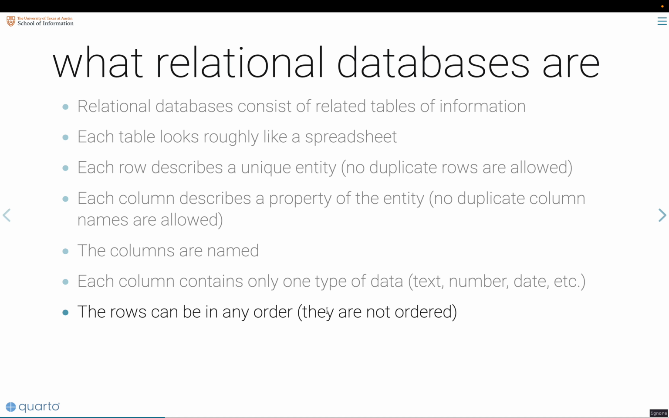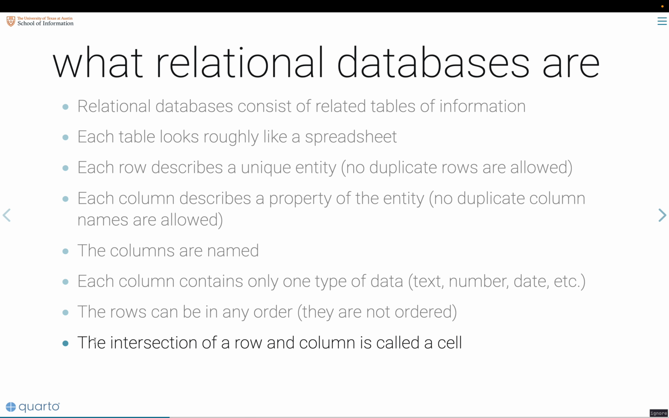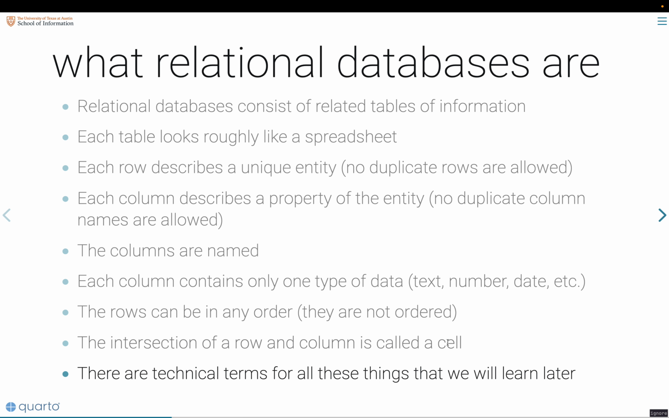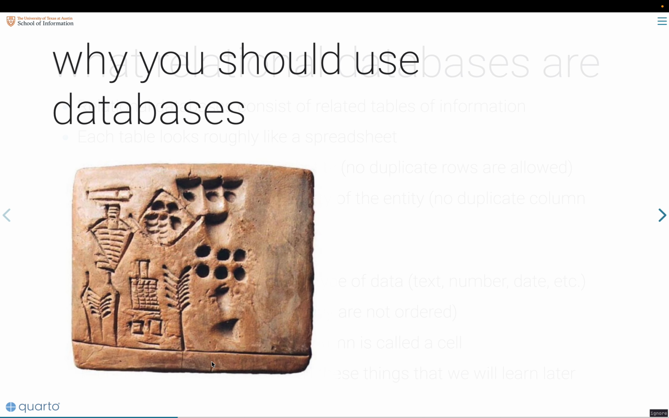They are specifically required to not be ordered according to the database software. The database software can reorder it itself without your intervention for efficiency purposes. So you can't depend on any order. And the intersection of a row and column is called a cell, just like in a spreadsheet. And there are also technical terms for all these things, like technical terms for row and column that we'll learn later. Databases are old and they've changed over time, and people have developed a lot of technical jargon and terminology and so on.